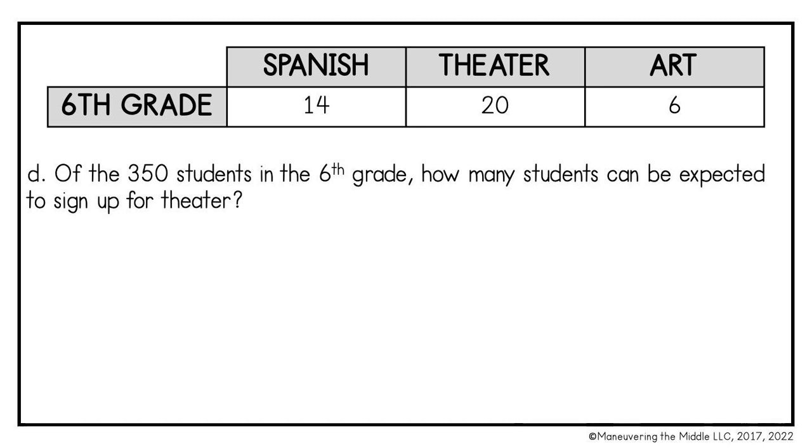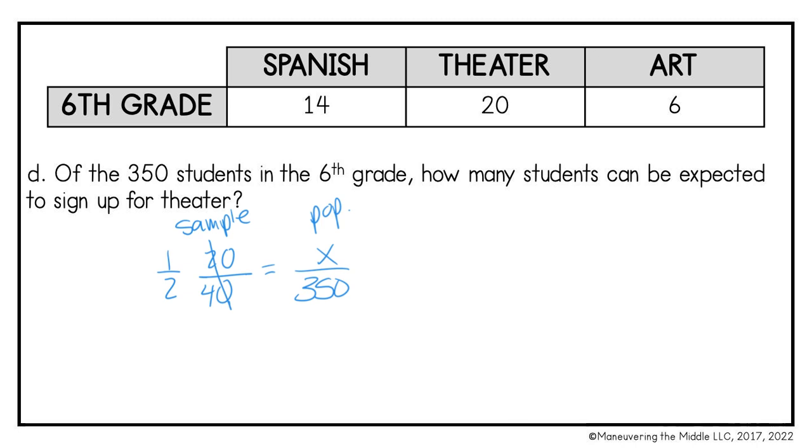All right, so D, of the 350 students in 6th grade, how many can be expected to sign up for theater? Same thing, we're going to set up our sample first. In our sample, 20 out of the 40 chose theater. For our population, we want to know how many out of 350. So I'm going to simplify this. I know 20 is half of 40, so I know this is 1/2. Or you could break it down: half of that is 10 over 20, then 5 over 10, and so on. However you want to do it, I could tell it was 1/2 right off the bat.